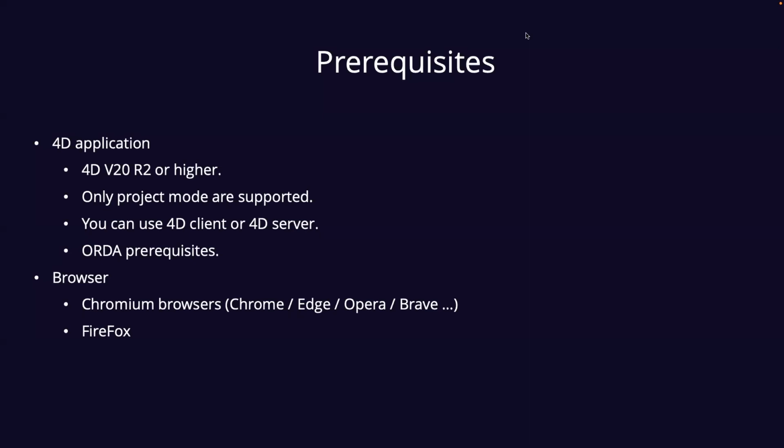Before starting to use it, make sure that you have at least 4D 20 R2 or higher, that you work in project mode. You can use 4D client or 4D Server, and make sure that you use ORDA in your project. And here are some browsers that support Qodly Studio: Chromium browsers like Chrome and Edge, and Firefox.